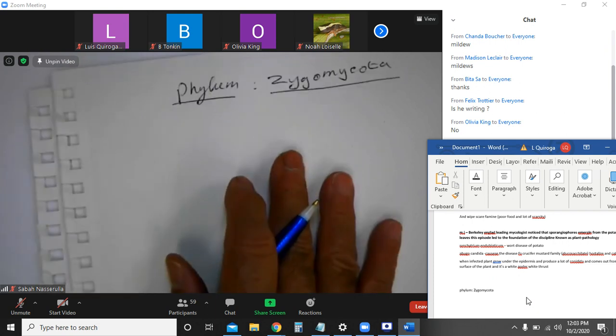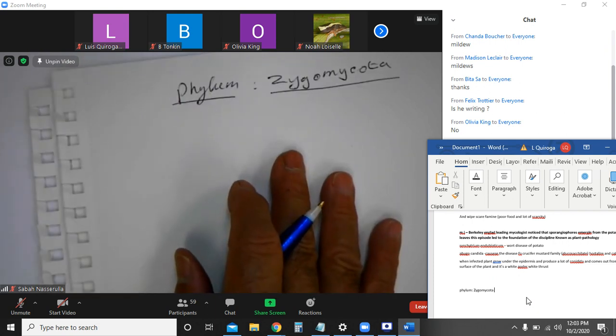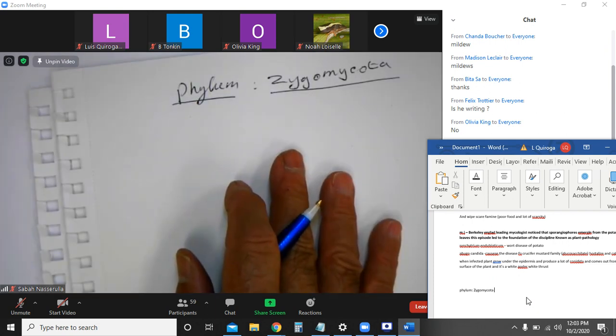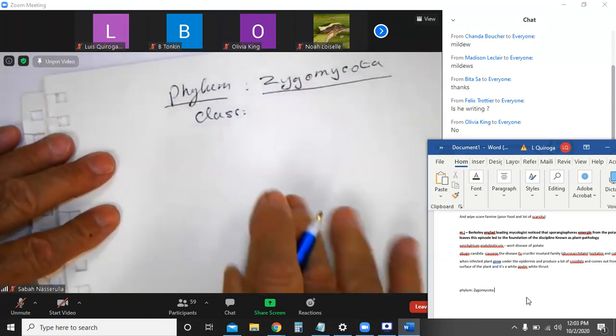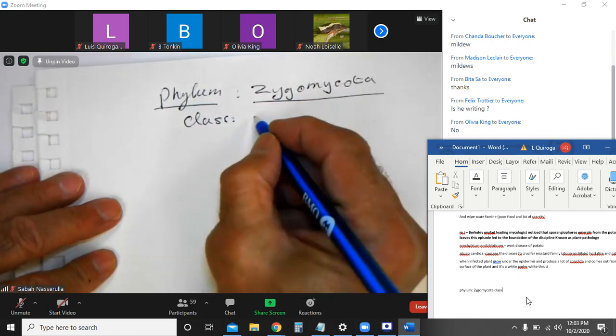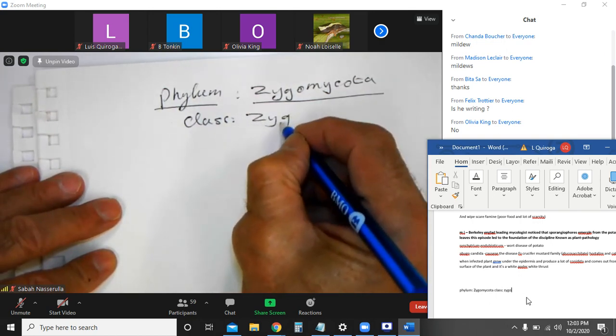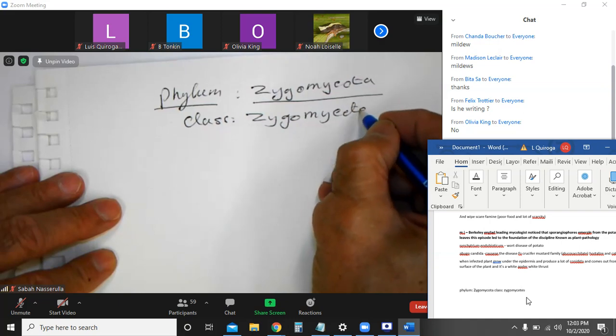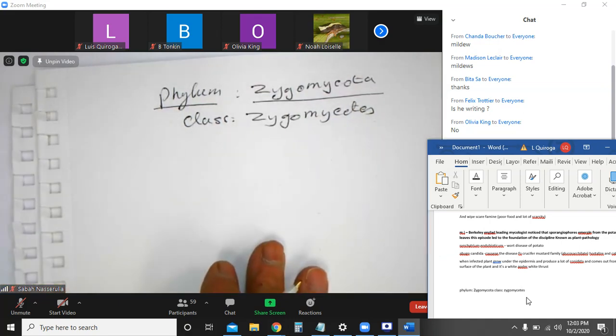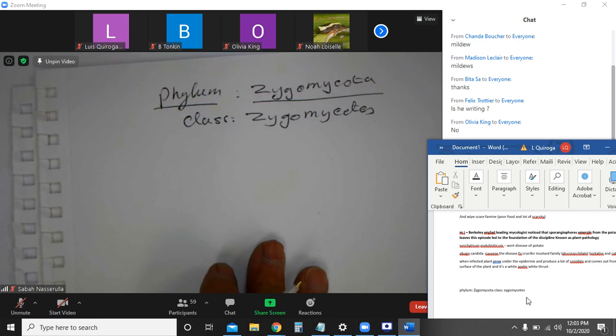Now, all these fungi, as a matter of fact, once you move to the Zygomycota, or we call them the class Zygomycetes, none of them will have flagella or zoospores. They produce a spore in different forms.